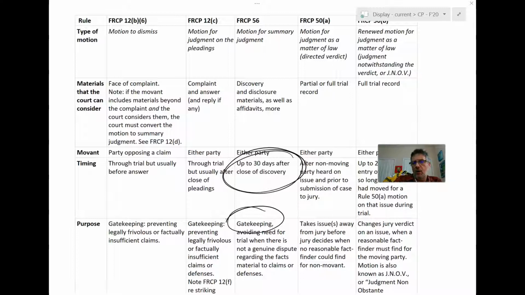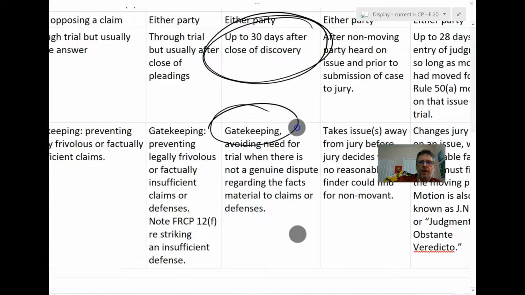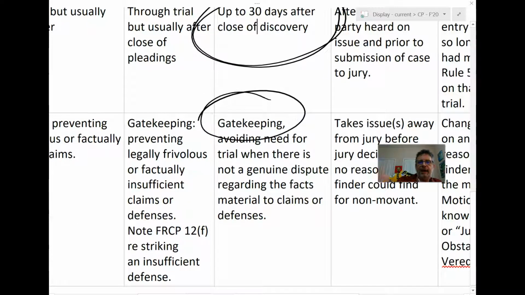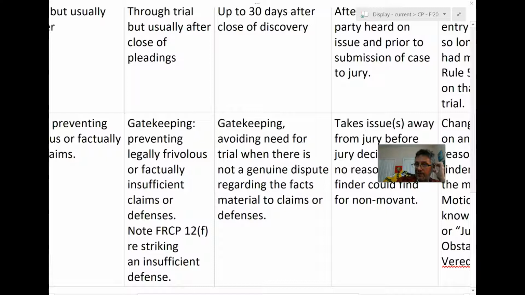And that's why I call, as do others, I call summary judgment the put up or shut up rule. It's gatekeeping in the sense of avoiding the need for trial when there's not a genuine dispute regarding the facts material to the claims or the defenses, right? It's basically asking, do we need to have a fact finder? Do we need to have a trial? Because if the facts are either missing or not contested, why do we need a trial? Instead, the judge can then just decide the case as a matter of law.